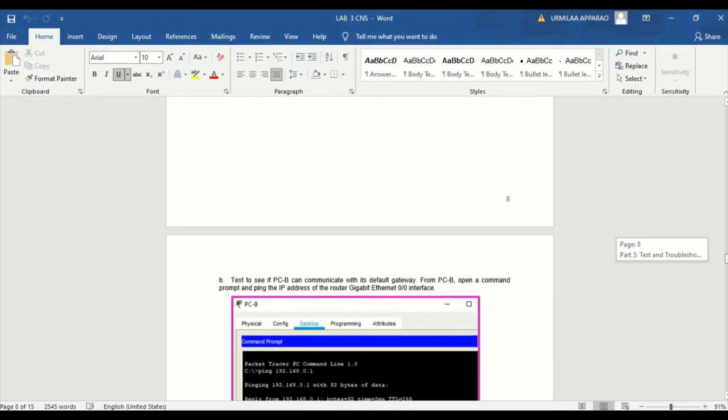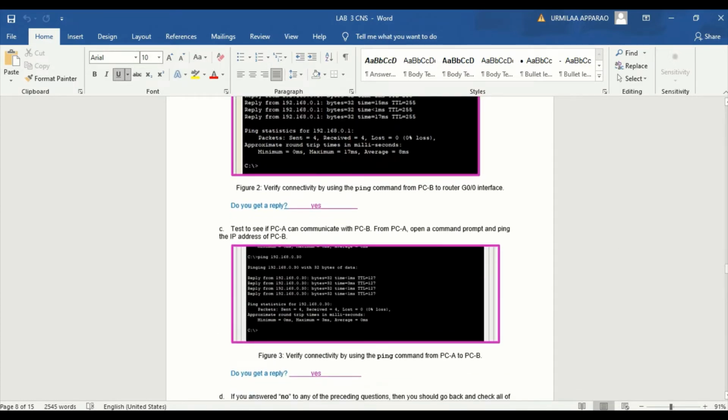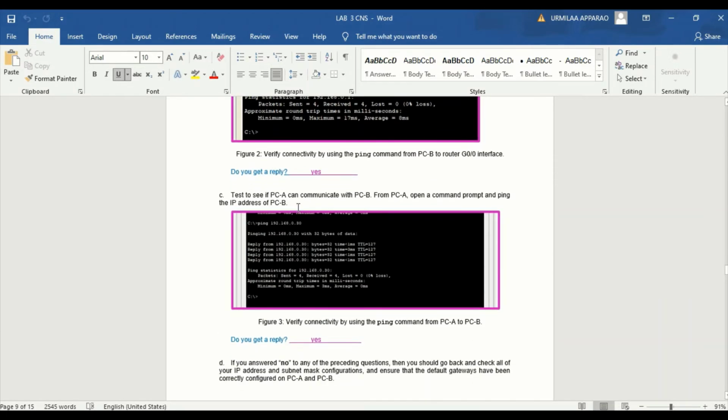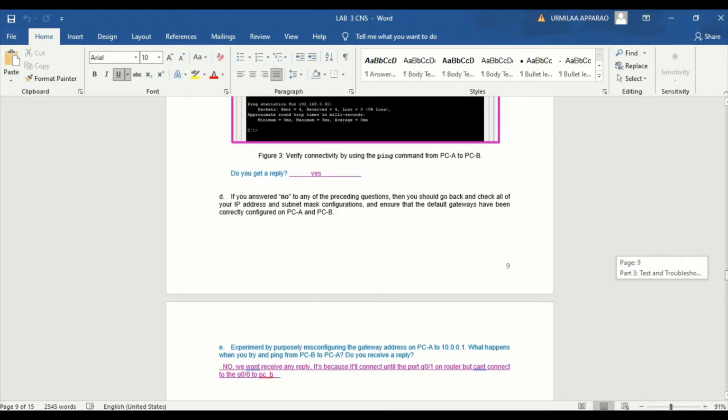Yes. Next, to test PCB, I did the same thing for PCB as well. When I ping the IP address, I got 0% loss, which means it's successful. Do I get a reply? Yes, I did. To test whether PCA can communicate with PCB, here's my ping picture, also with 0% loss. Did I get a reply for all of these? Yes, so all of them are successful.